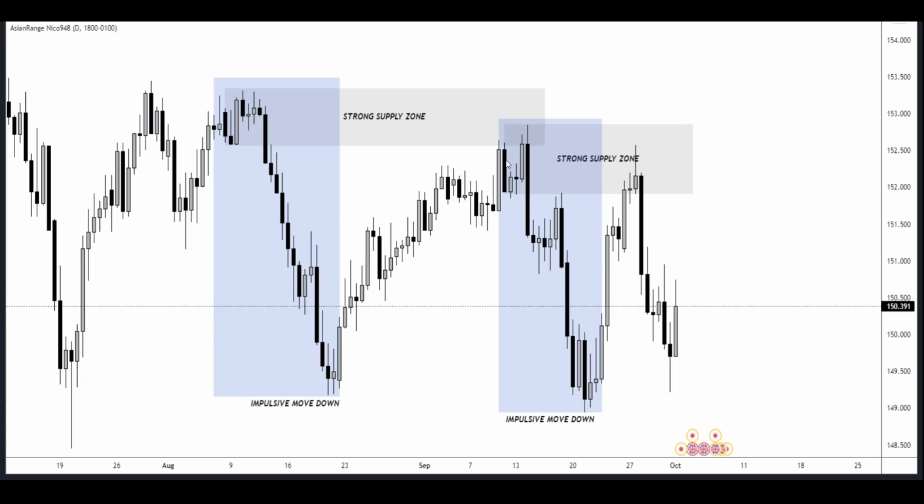Once again, we have another major impulsive move towards the downside that cleared the previous low. And what the market ended up doing is it traded within, once again, the supply zone, which was at the top, at the start of this major impulsive move down.